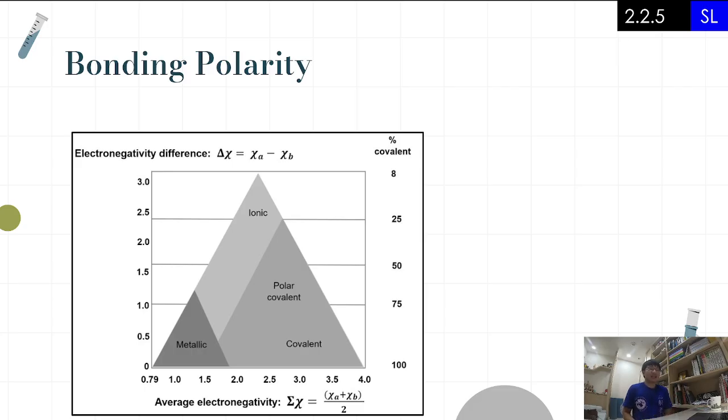To define whether it's a non-polar covalent or polar covalent bond, you need to look at two criteria and this bonding triangle over here.